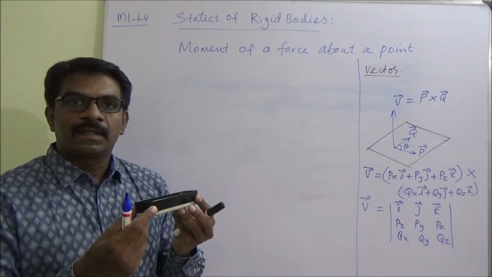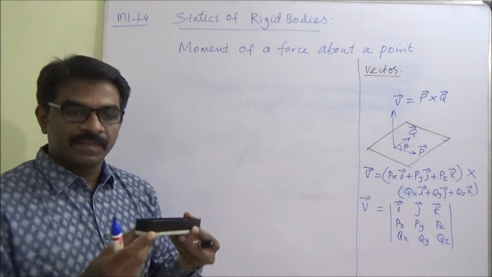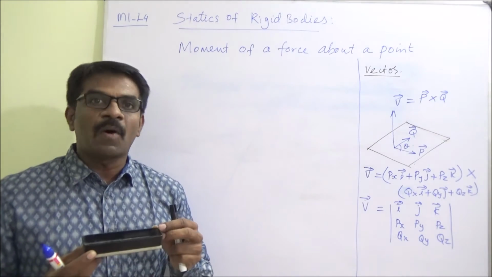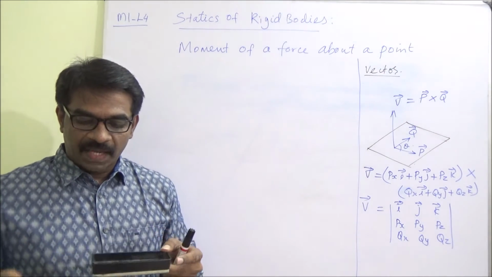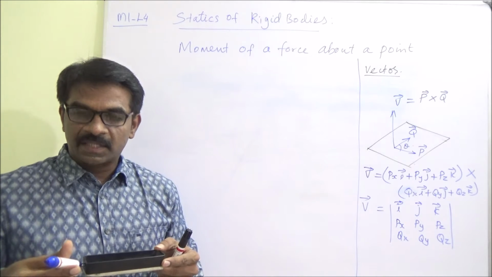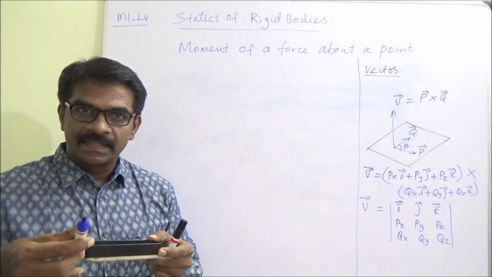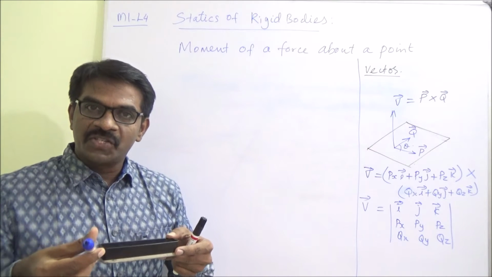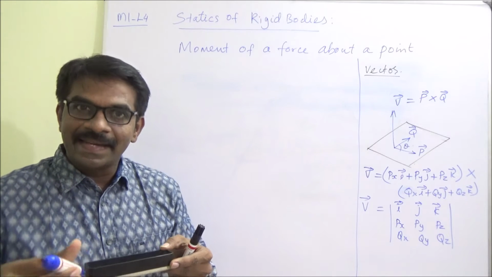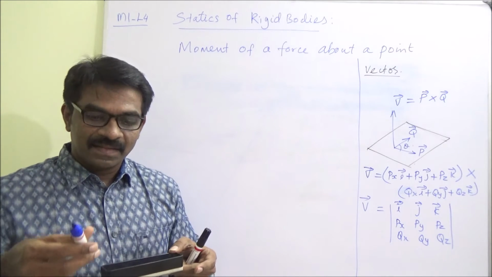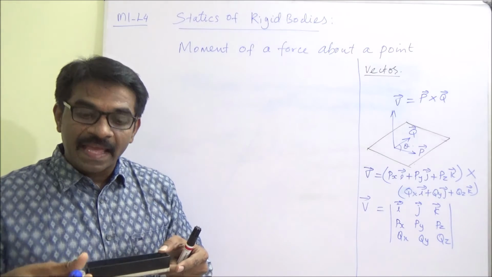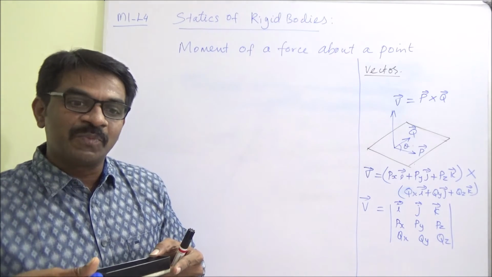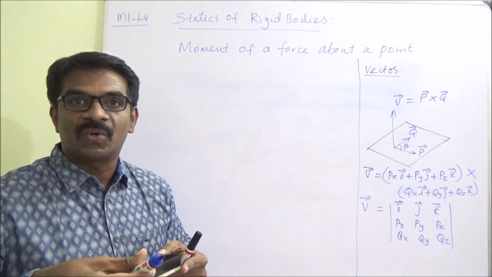Say, assume this is the rigid body, and take this corner as the point, any point. And I am applying some force like this. What is the tendency of this force? Generally, the tendency of the force is translating. If it is fixed, then the tendency will be translating as well as rotating. The force will try to pull it as well as try to rotate it.